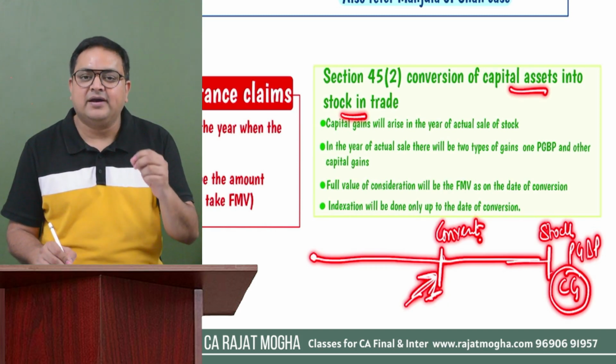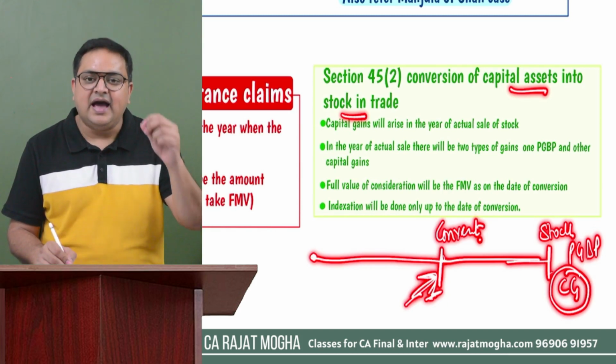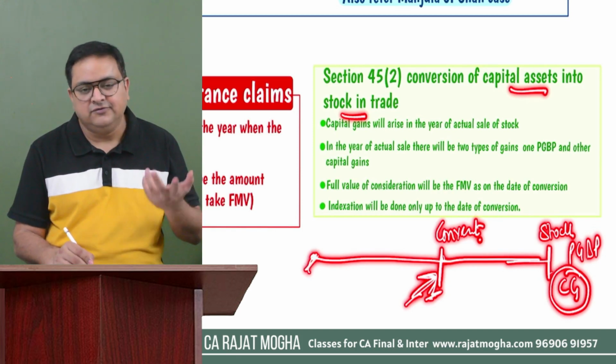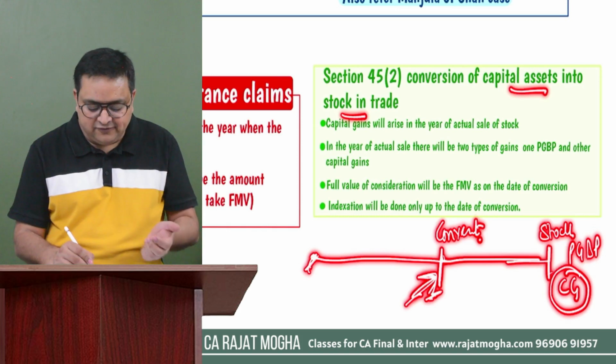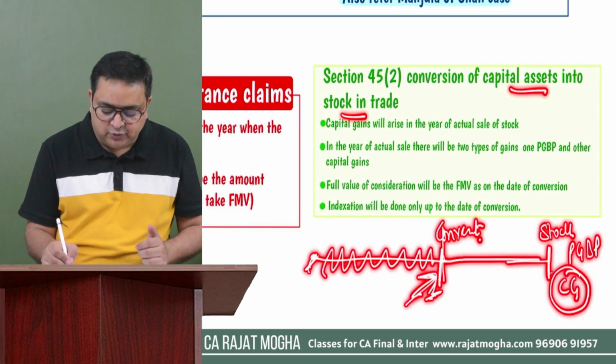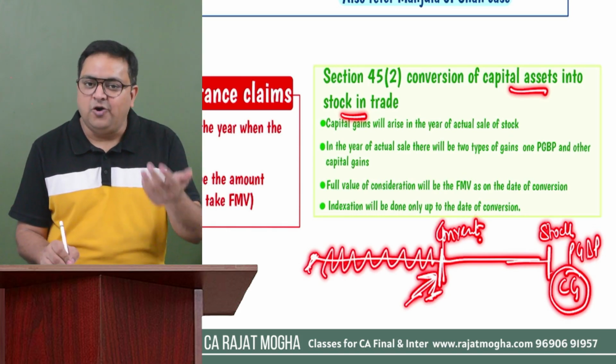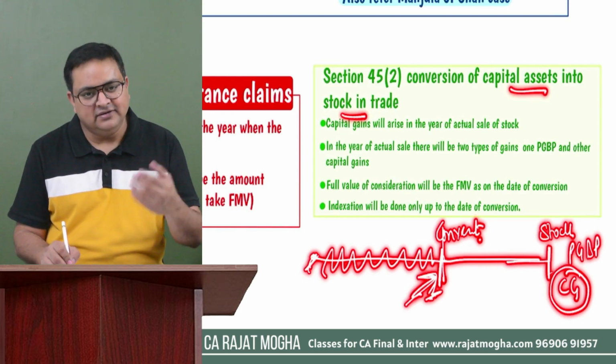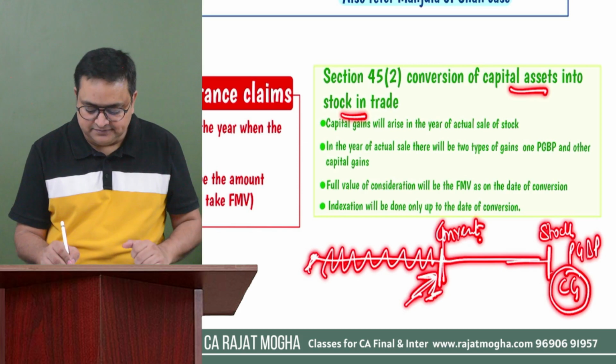Whatever the fair market value is on the date of conversion, take it as the full value of consideration, and the cost also. This was the actual cost, which you can subtract. And if the period up to the date of conversion is a long-term period, then you have to index the cost. If it is short-term, then you don't have to index, and you simply say it is a short-term capital gain.